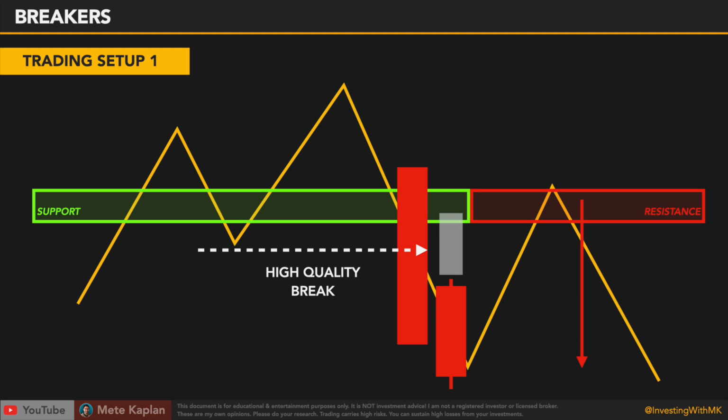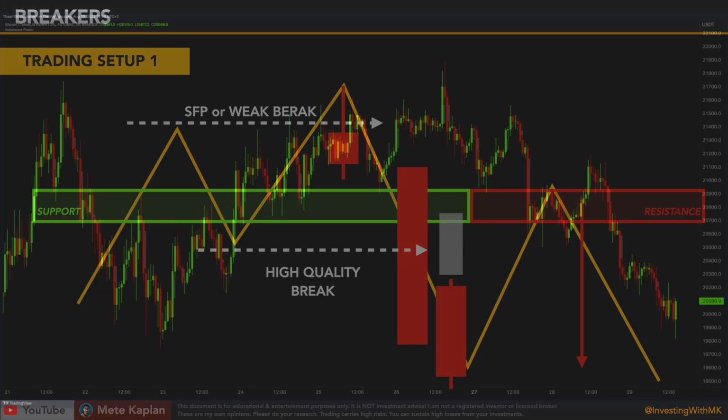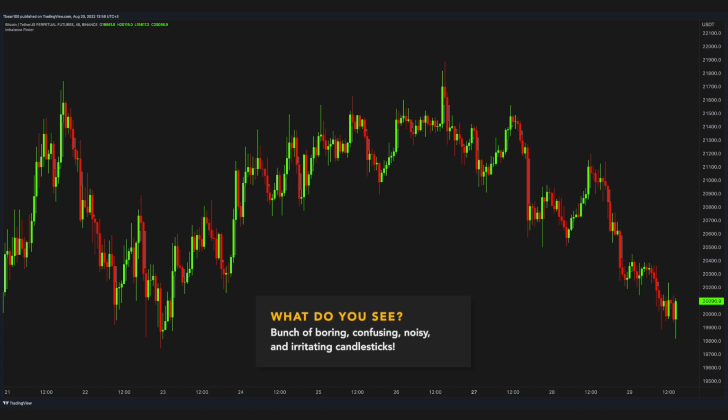Special patterns keep happening in the markets. All setups are similar to each other with a couple of differences. First of all, identifying a swing failure pattern before the high quality break is extremely important because this is a big sign of trend weakness and stop loss hunting. Let's see an example of it.